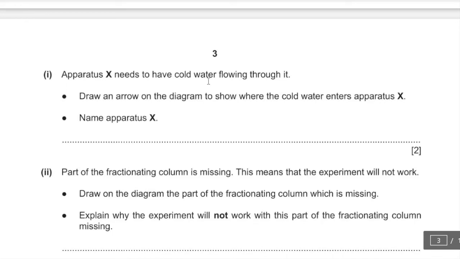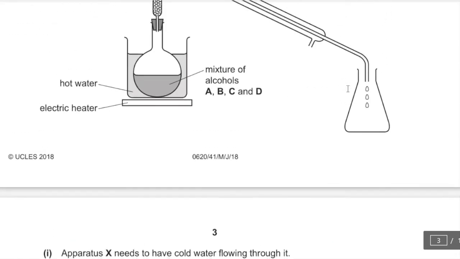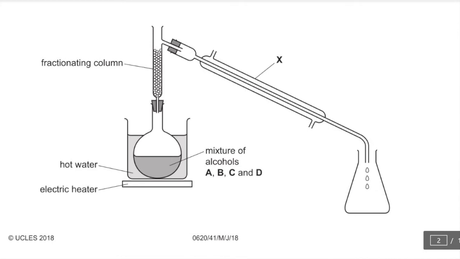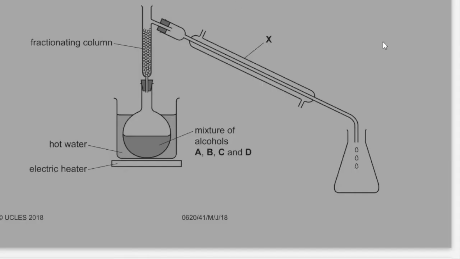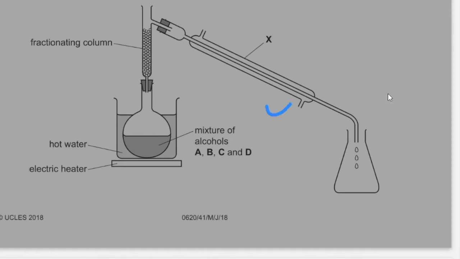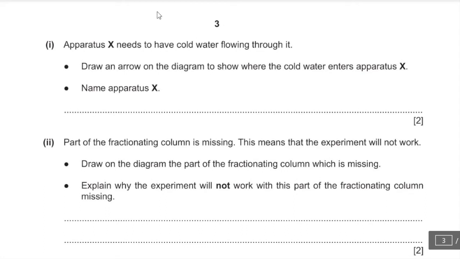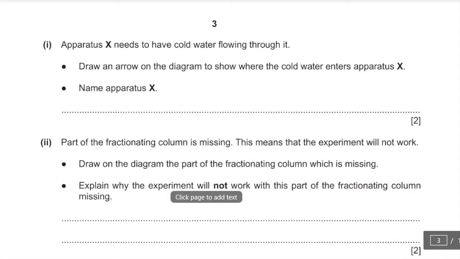1. Apparatus X needs to have cold water flowing through it. Draw an arrow on the diagram to show where the cold water enters the apparatus X. Alright, so we have the condenser labeled here as apparatus X, and the water goes in through the lower inlet. Name the apparatus X. So the apparatus X here is a condenser.